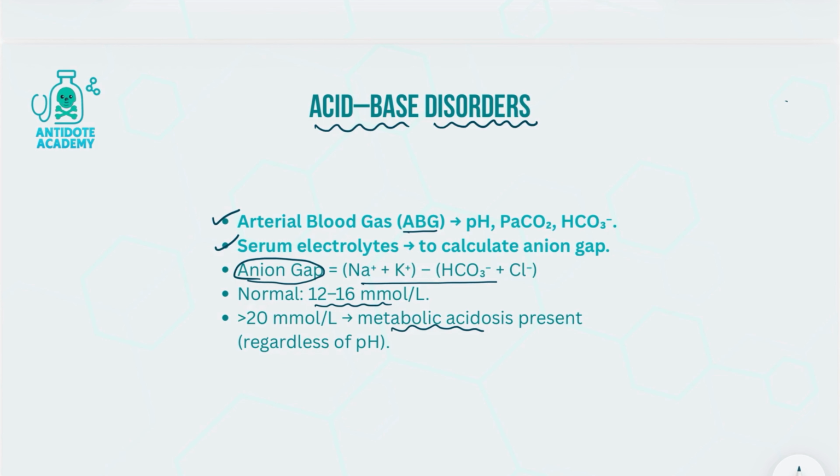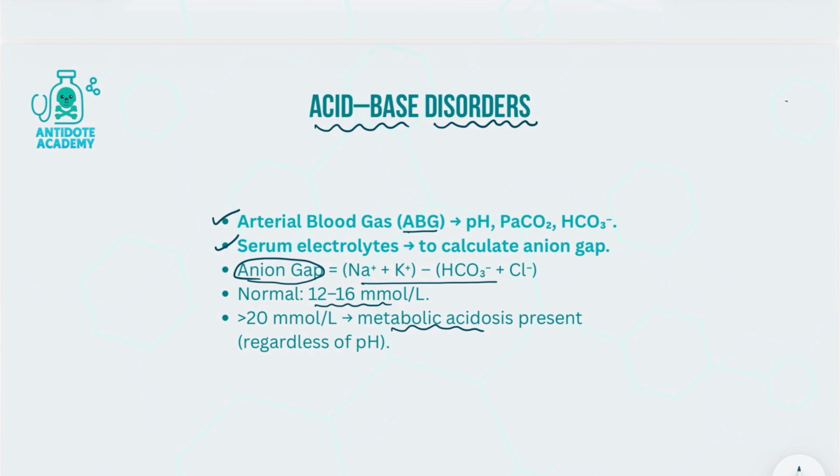So ABG tells us the overall acid-base status, and the anion gap tells us if there is any kind of metabolic acidosis caused by the problem. What is a high anion gap? That is greater than 20. With a high anion gap, something very acidic is building up in your body.